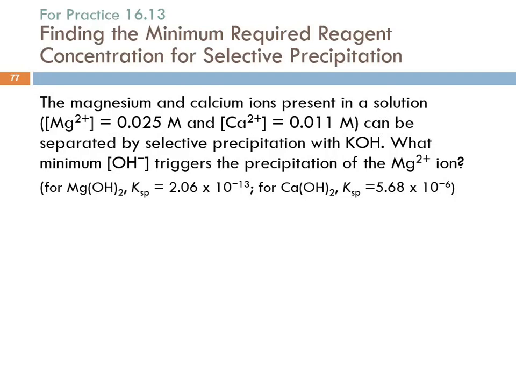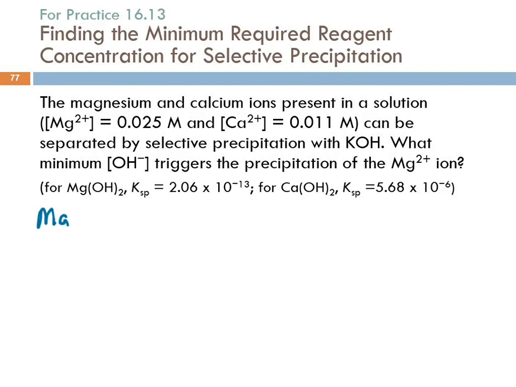And just to save us some time, I looked up the KSPs for magnesium hydroxide and for calcium hydroxide. So these differ by a factor of about 10 to the 5. So that's going to work. This is the smaller KSP, magnesium. So magnesium will precipitate first, and the calcium won't precipitate until you get to a higher concentration. So we're just looking at the magnesium then.